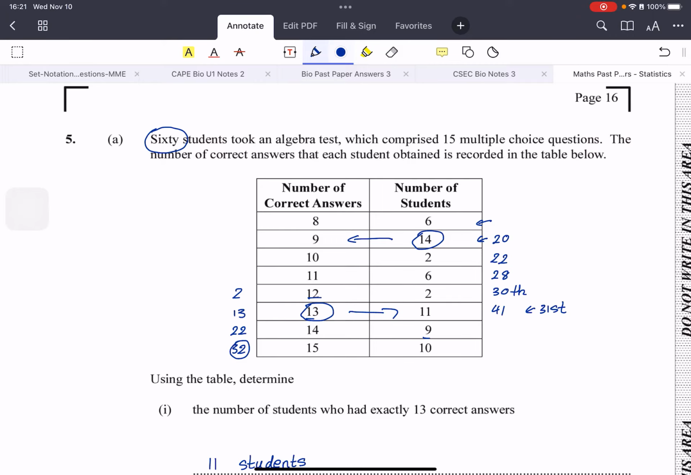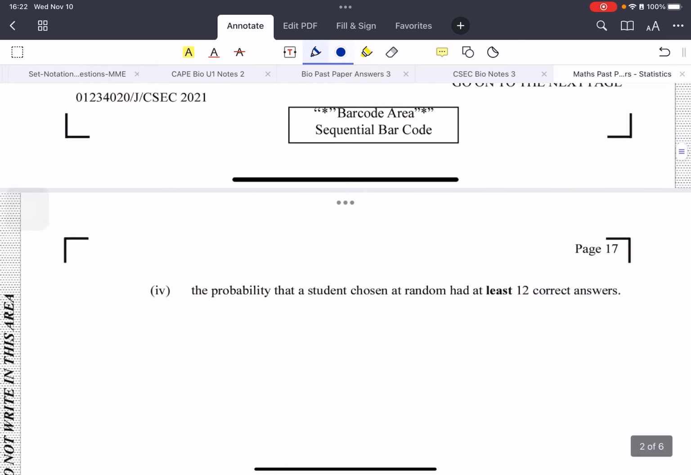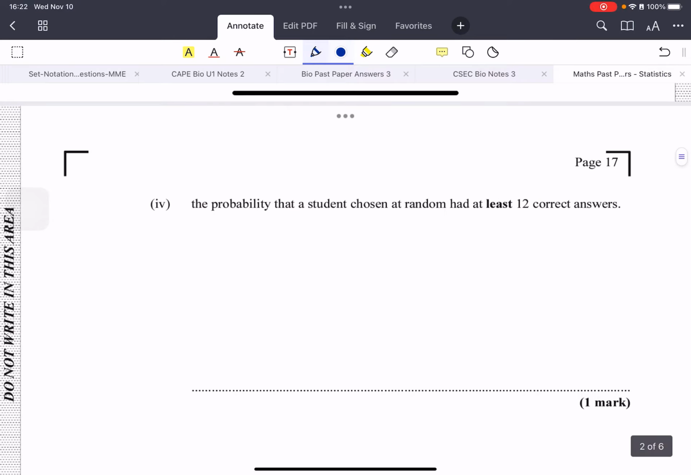And how many total students did we have? 60. So the probability of a student being chosen at random that had at least 12 correct answers would be the 32 of them over the 60 in total. And we can narrow this down. 2 can go into 32 16 times, 2 can go into 60 30 times. So the probability is 16 over 30. Okay? That's quite easy.